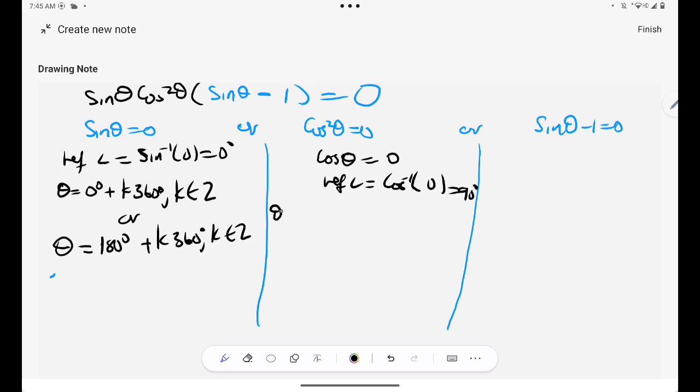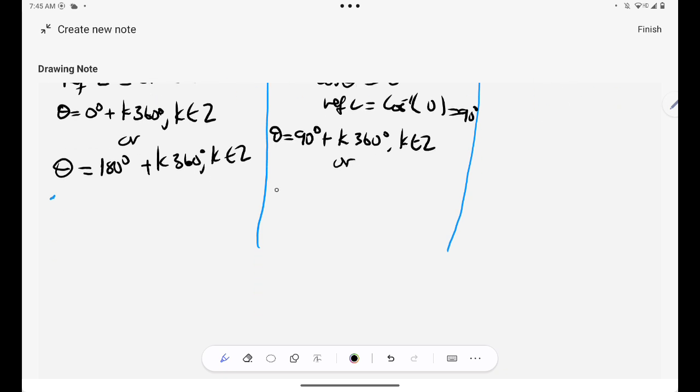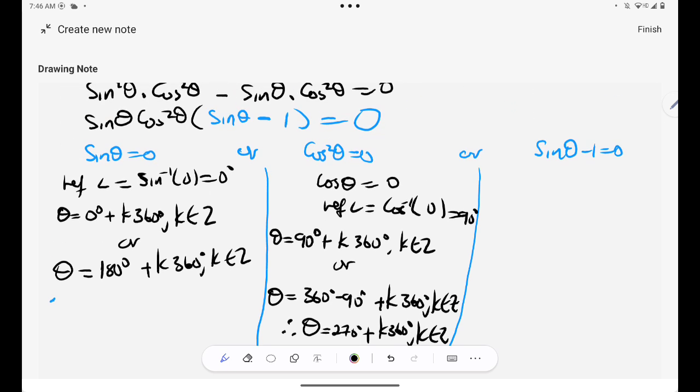So in the first quadrant, you write angles as they are. The reference angle plus k 360, where k is an integer. Are you together? Or say theta in the fourth quadrant, write it as 360 minus theta plus k 360, where k is an integer. So therefore the final answer is just theta is equal to 270 plus k 360, where k is an integer. Are you together?